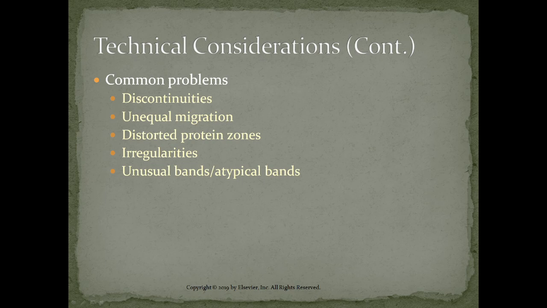So, technical considerations with electrophoresis. There are common problems: discontinuities, unequal migration, the different sizes of the protein. There are unusual bands sometimes when you have contaminated specimens. Specimens are not a single entity. They're a mixture of things, and so that will affect things.